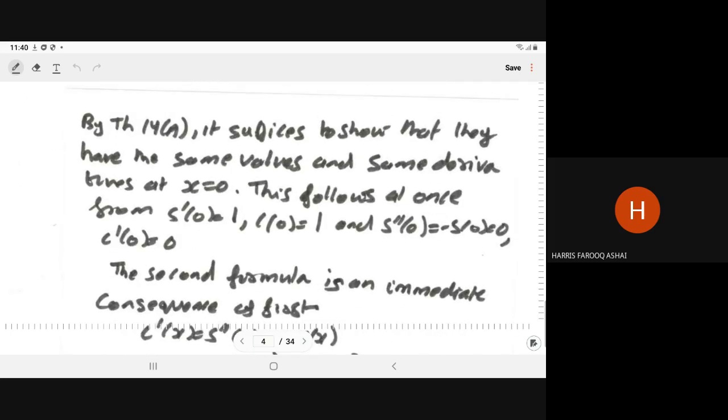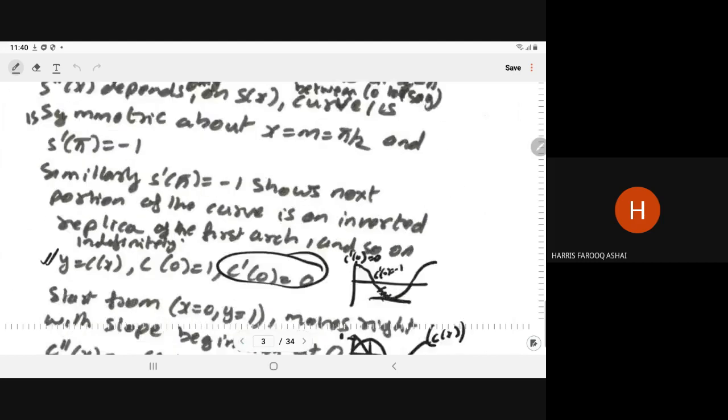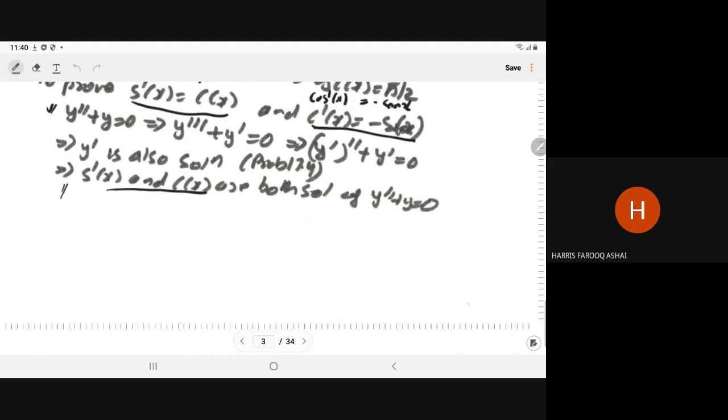By theorem 14, when they are equal, what do we want? We want to equate these two solutions. Two solutions means what we want to say is that they are the unique solution. Then only they are equal.